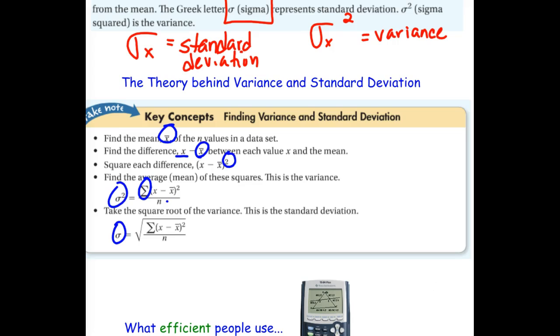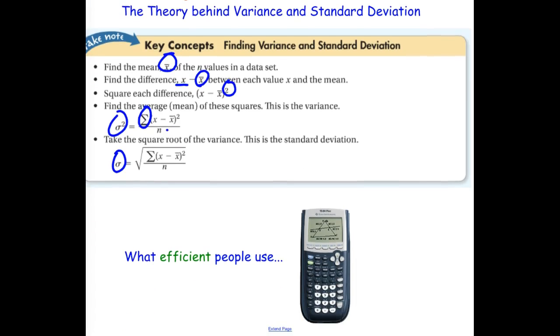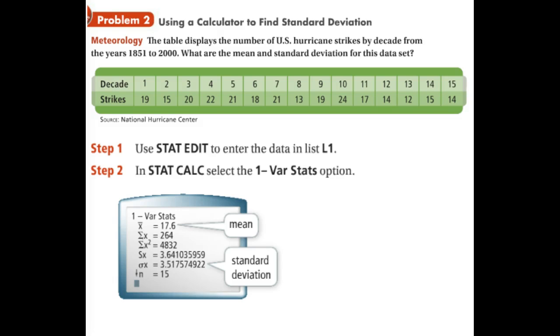So we are going to be efficient. We're going to use our calculators. Remember yesterday when we entered data in a list and then we went to stat calc, one variable statistics, and we saw a whole bunch of statistics. We kind of glossed over the ones we're going to talk about today. All right, so grab your calculators.